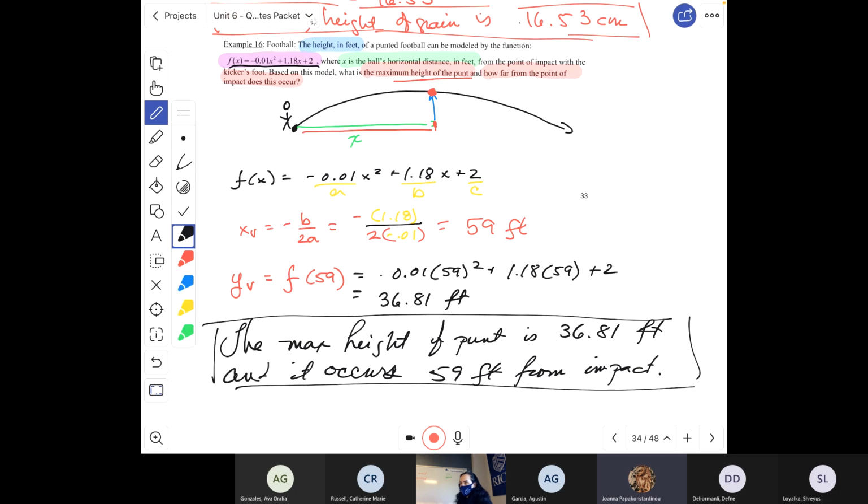Josh? I'm confused why you write y sub v? Because I know I'm finding the y value of the vertex. So that's just the notation I like to use.